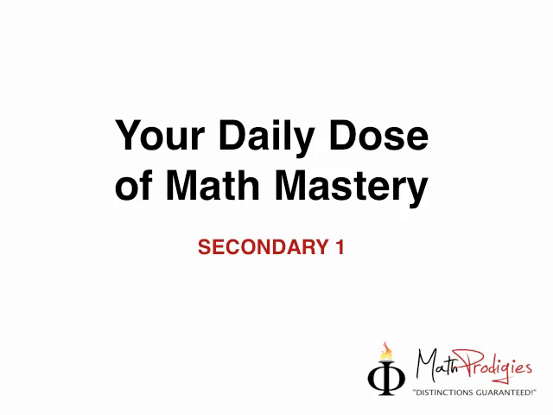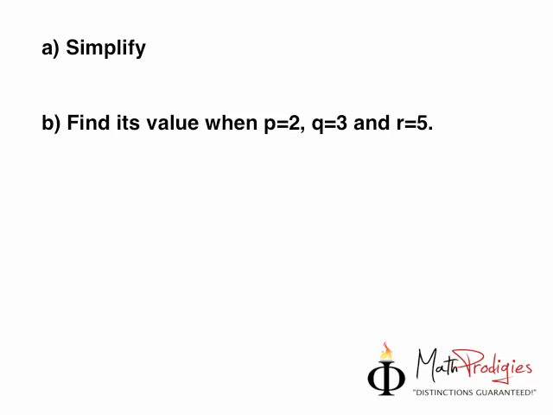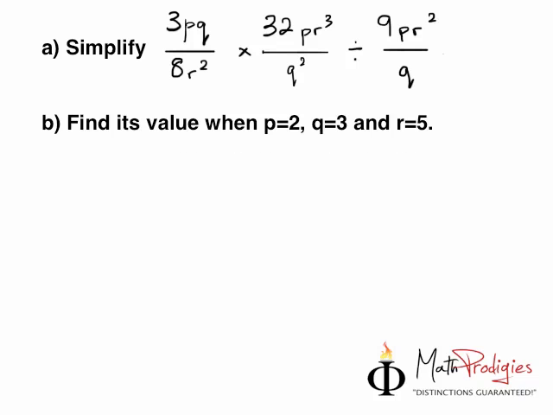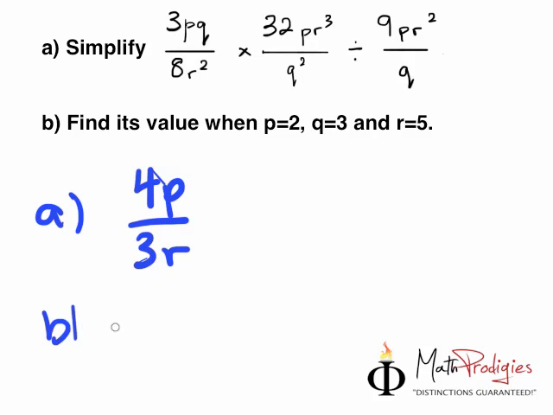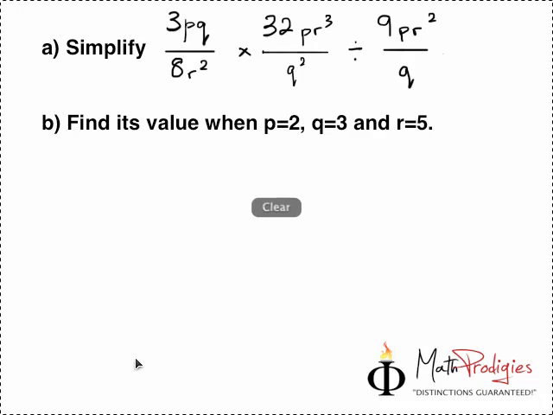So, we're back to the great topic of algebra. Let's look at the question from yesterday. It was pretty simple if I remember correctly. The question was to simplify this, and the answers are: for part A, 4p over 3r, and for part B, 8 over 15. If you got it right, give yourself a high five. You are a math prodigy. Good job. So how do we do this question?